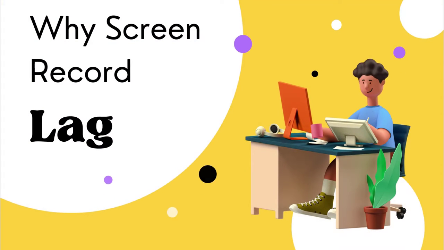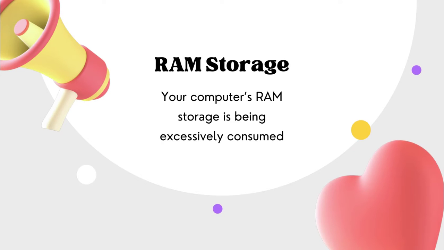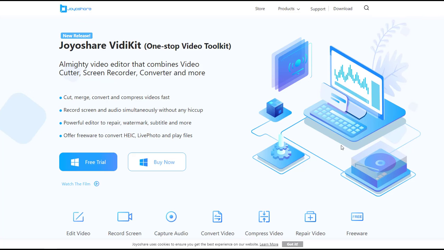Let me tell you why screen recorders lag first. Lagging typically occurs when your computer's RAM storage is being excessively consumed. If the recorder you are using has high RAM usage, then your computer can easily get stuck. Today I will introduce you to a lightweight software that will let you get rid of the lag when recording. If you have a low-end PC or old PC, you are coming to the right place.